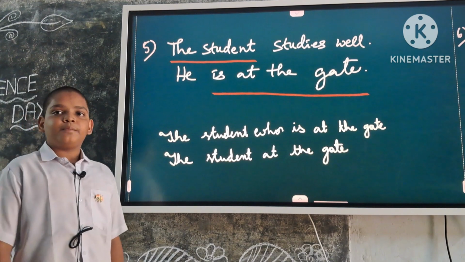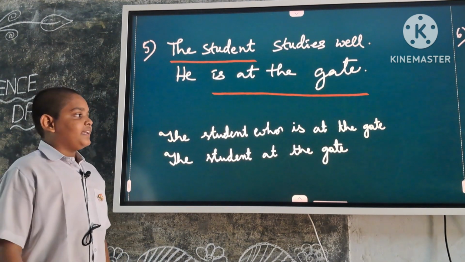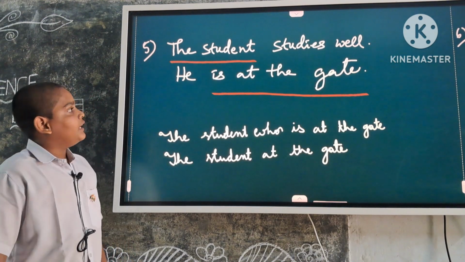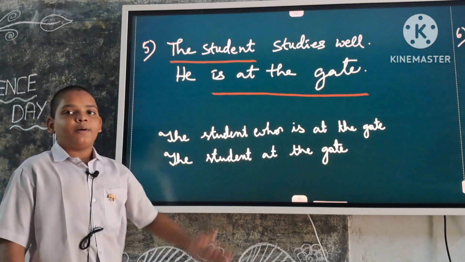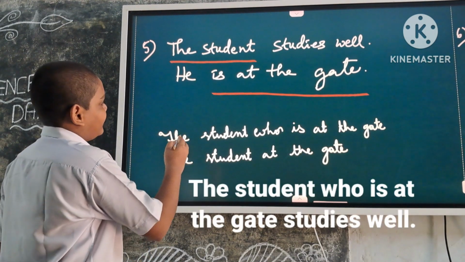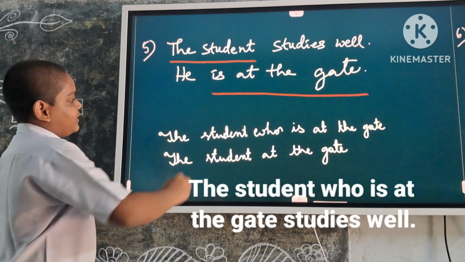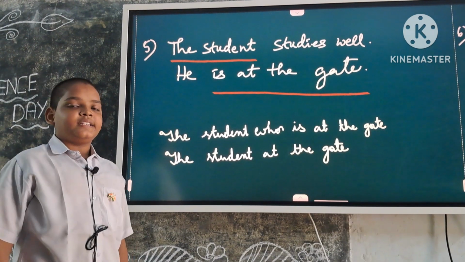The newly formed noun phrase is the student at the gate. At the gate is post modifier prepositional phrase. Now replace the previous noun phrase with these newly formed noun phrases. We get the answers. The student who is at the gate studies well, or the student at the gate studies well.